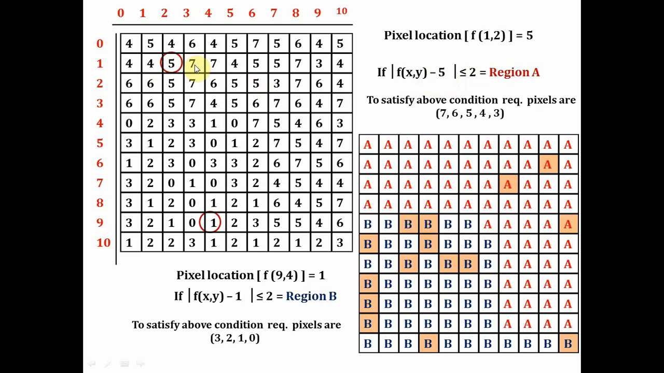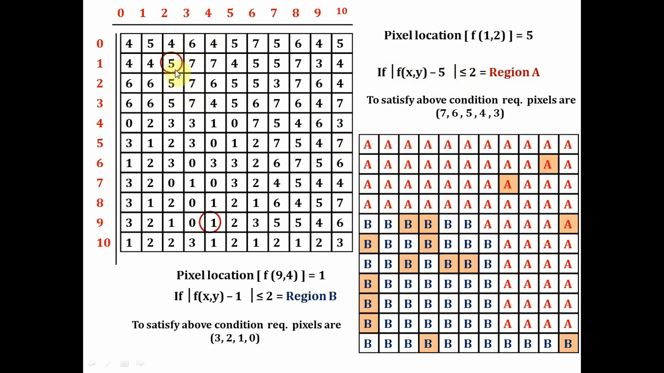Then you will select another pixel f of xy, that will be the neighborhood. So 7 minus 5 is 2, which is less than or equal to 2. Again, you will mark all 7 as a region. You need to denote all the 7 as A. Then you will go for 5 minus 5, which is 0. Yes, you are satisfying the condition, less than or equal to 2. You will mark all 5 as a region.